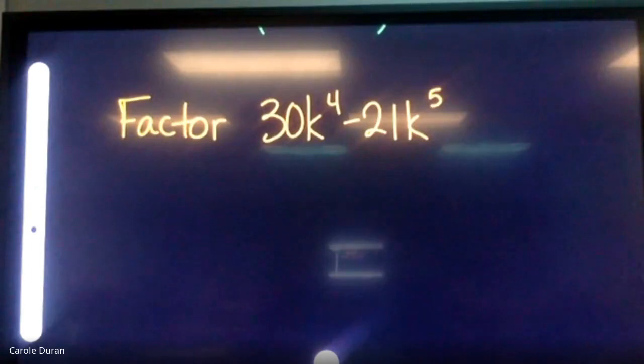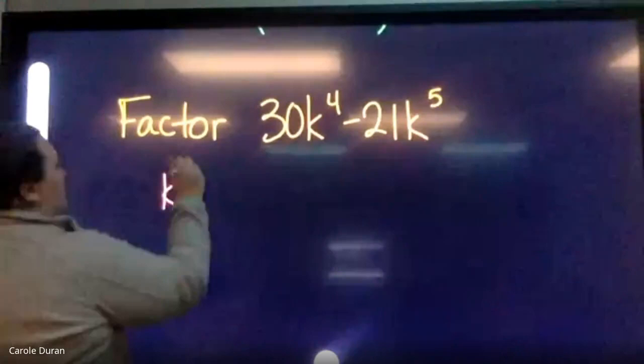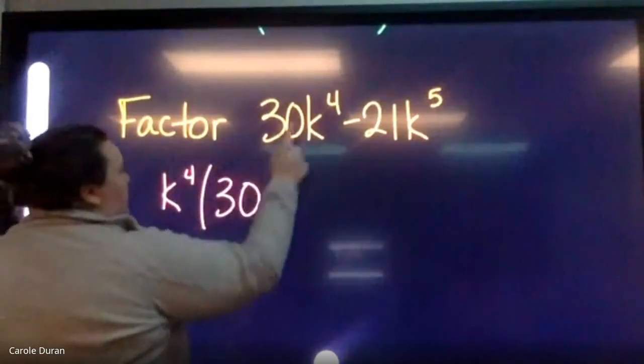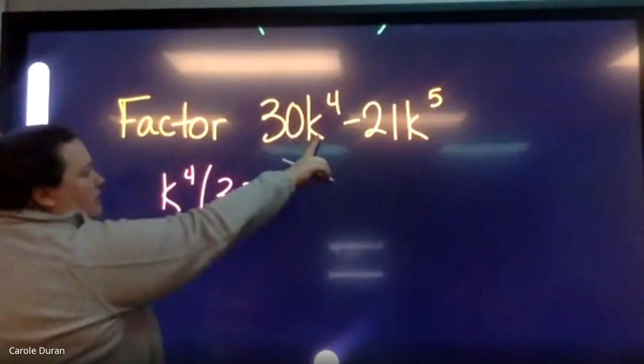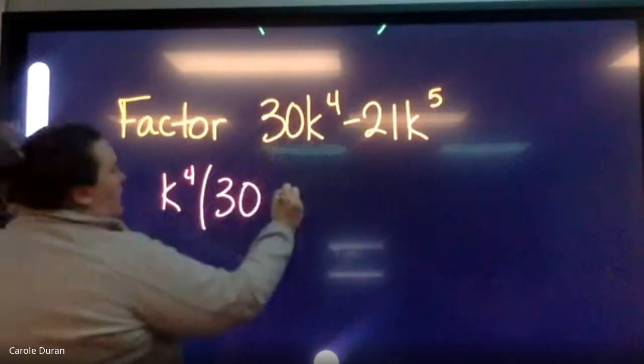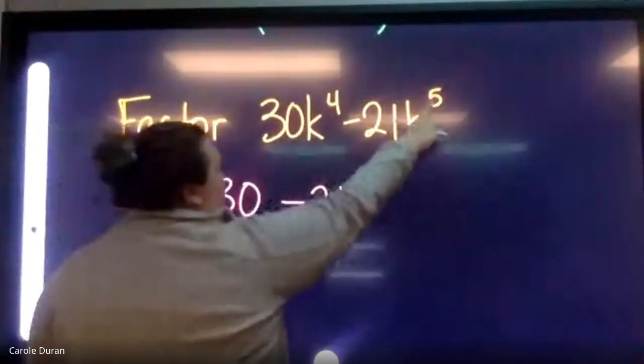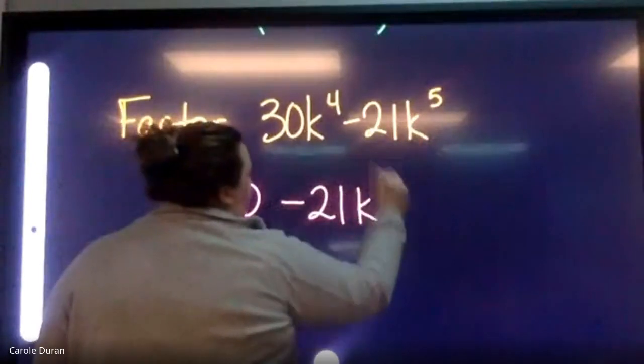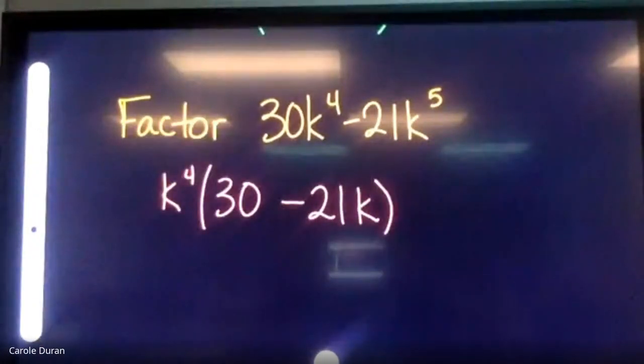Grant, what do we do first? I can take a k to the fourth out of both, right? No, 4k is different than k to the fourth. Yes, I can take 4 k's out of each of them. So when I do, I'm left with 30, and then how many k's are left when I take 4 out of this one? None. So then minus 21. How many k's are left when I take 4 out of this one? So it becomes k to the fourth times 30 minus 21k.